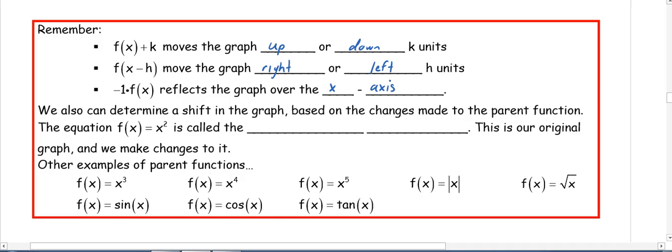The equation f of x equals x squared is called a parent function. This is our original graph, and then we make changes to it. So we might move it to the left or the right, we might move it up or down, we might change the direction that the graph opens. So other examples of parent functions are down here. Notice that they all just have an x with them. They don't have any plus or minus numbers along with that.